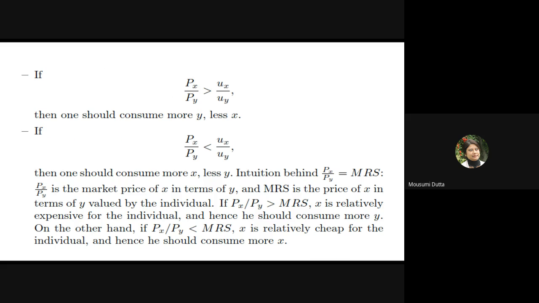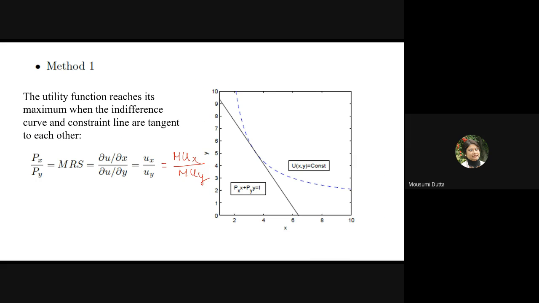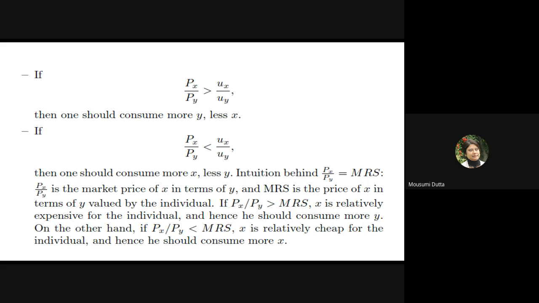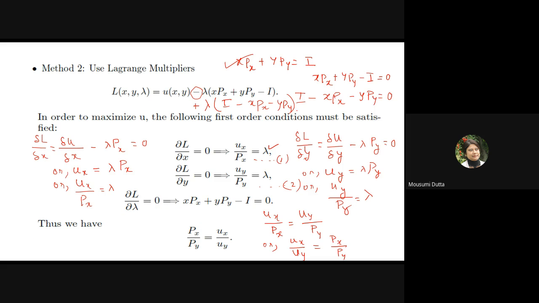Same equation which we got earlier graphically, when we were trying to understand the equality of tangency of the two curves, also gives the same solution. Px by Py is equal to Ux by Uy. That is the solution which gives consumer's equilibrium. Now, using a sophisticated mathematical tool also, we are getting the same solution.